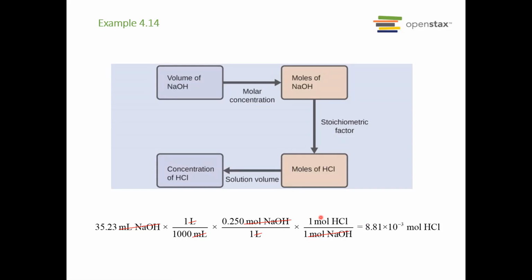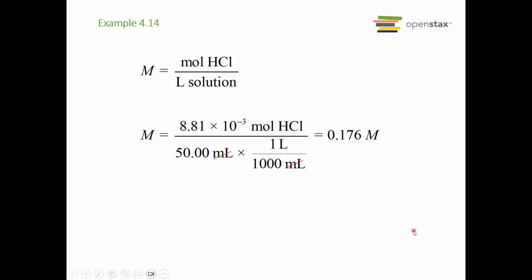And with this particular question, since we're looking for the molarity of HCl, we've got to go 1 step further. So we've got to then take this number of moles and divide by the liters of solution. So again, since we had milliliters to start, we've got to make that conversion. So we're going to see we'll have a 0.176 molar solution in that case.